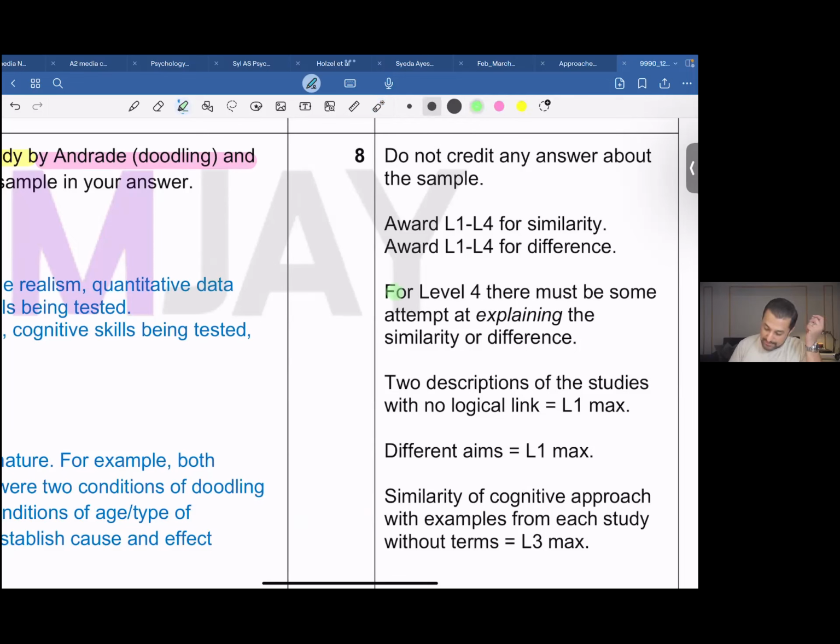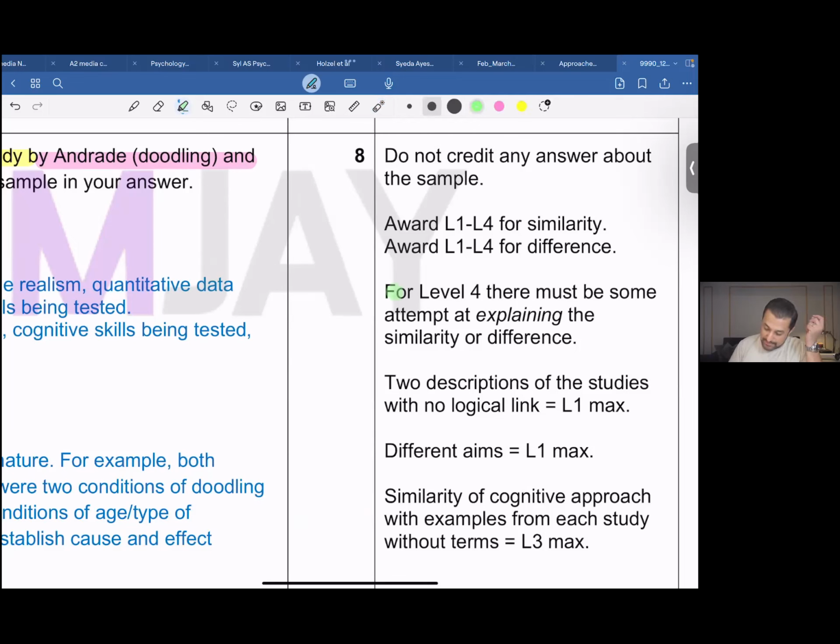They are asking you about 2 different things. You might as well treat this as 2 different questions of 4 marks each. You explain one similarity, 4 marks. You explain one difference, 4 marks. And I told you what the explanation entails. You identify it, you get a single mark. You elaborate on that similarity, you get the second mark. You bring in content from one study, you get the 3rd mark. You bring in content from the 4th study, you get the 4th mark.